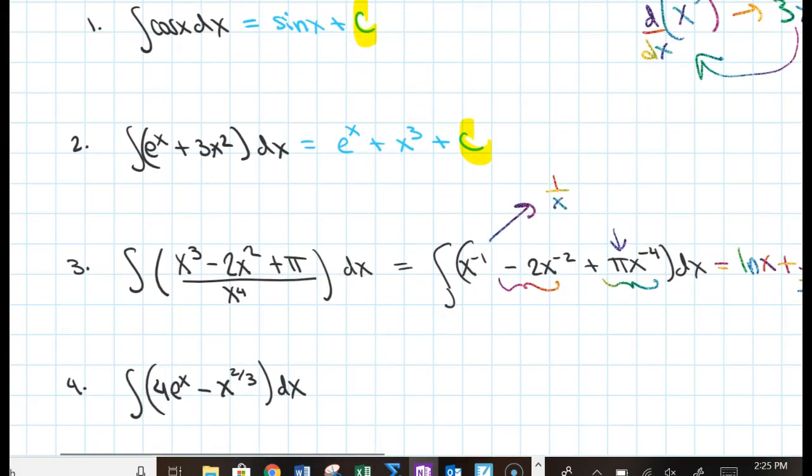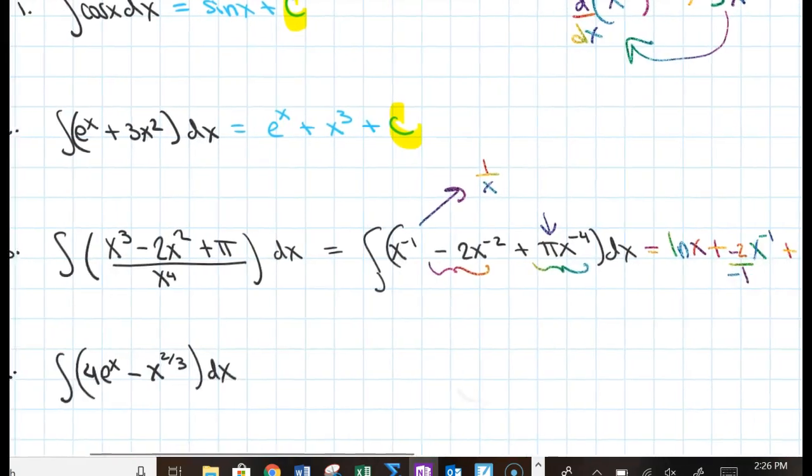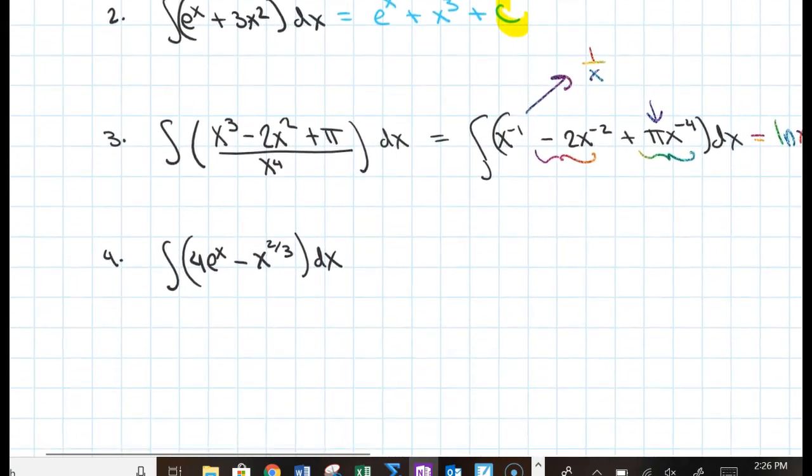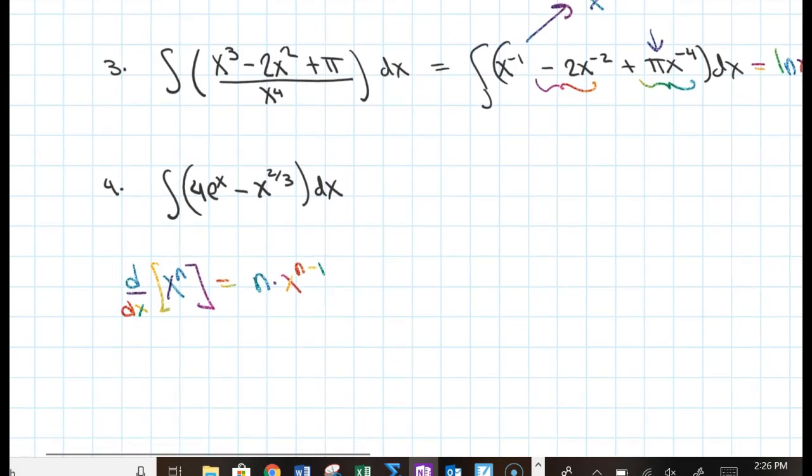Let's go over here. Oh my goodness. 4e to the x minus x to the 2/3. So I'm going to share what I overheard Walter and Paige talking about one time, right? When you are anti-differentiating, so when you're working in the opposite direction than we have been used to working, we know that the power rule says that the derivative with respect to x of x to the n equals n times x to the n minus first.